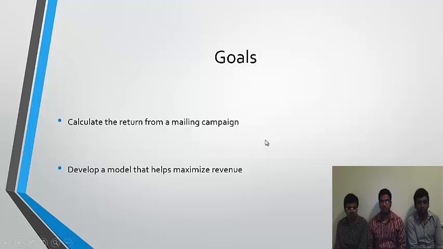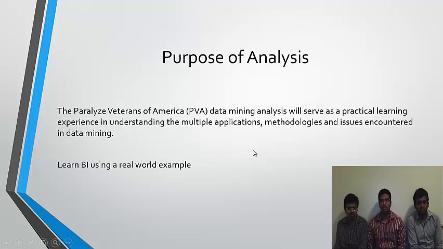The goal of this project is to calculate the returns from a mailing campaign, and the returns we calculate through a formula which my friend will give you in a couple of minutes. The other idea is to develop a model which helps us maximize the revenue and apply it every year, not just once, but over the period.